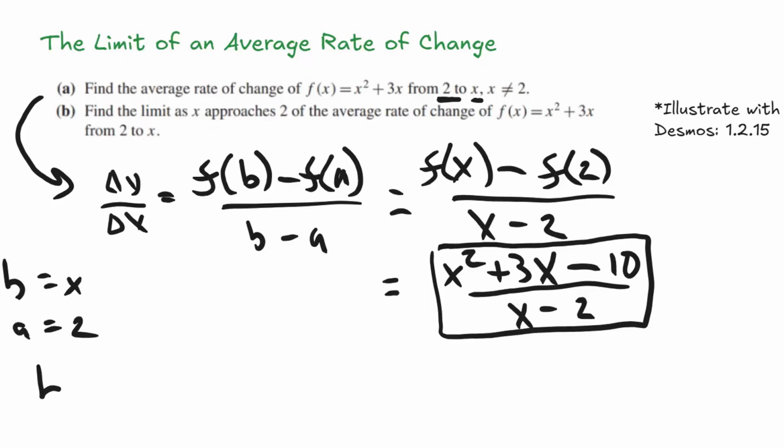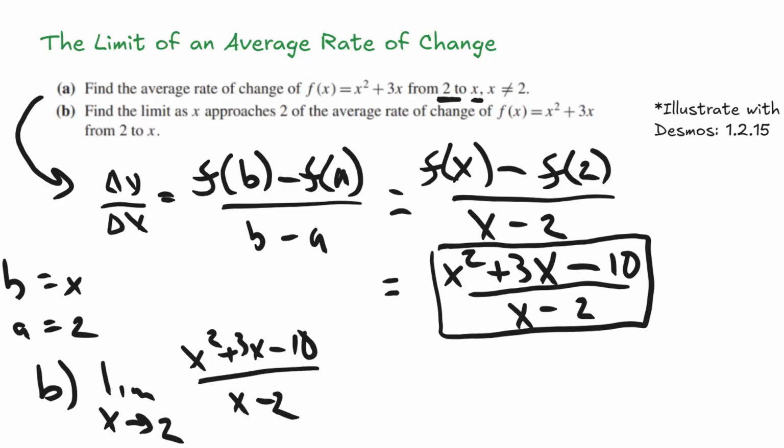So for part b, I want to take the limit as x approaches 2 of the average rate of change. So all I have to do is take the limit as x approaches 2 of (x squared + 3x - 10) over (x - 2). Now, if I plug 2 in directly, that's going to give me undefined because the denominator would be equal to 0. So one of the steps we just learned is factoring.